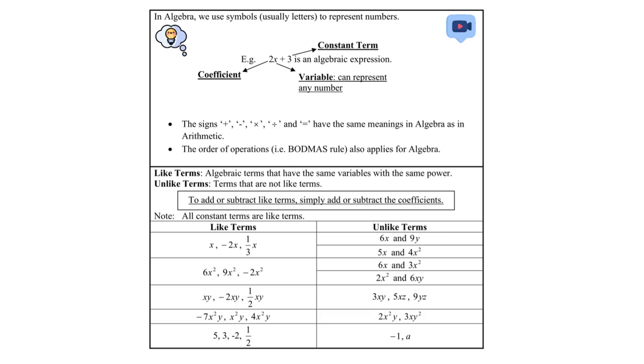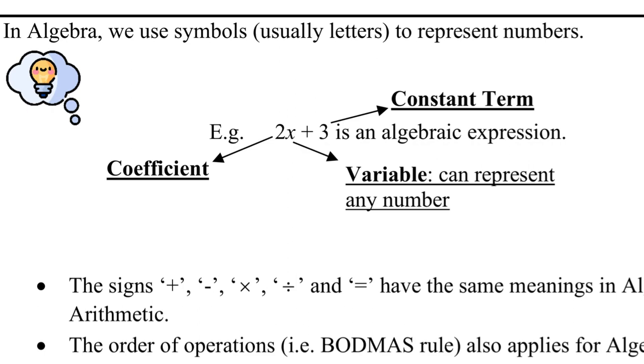So let me zoom in. 2, which is the number in front of a letter which we call a variable. This is actually called, there's a name for it, it's called coefficient. The letters, we use these letters to represent numbers, and we have a special name for it. It is called a variable, okay, which means that it basically can represent any number.